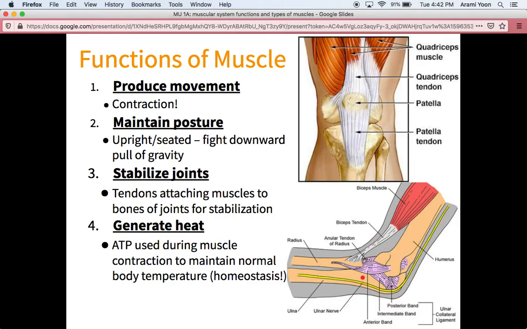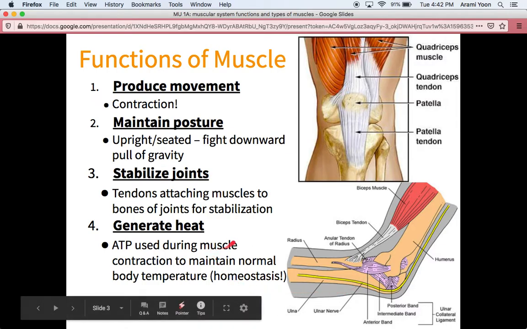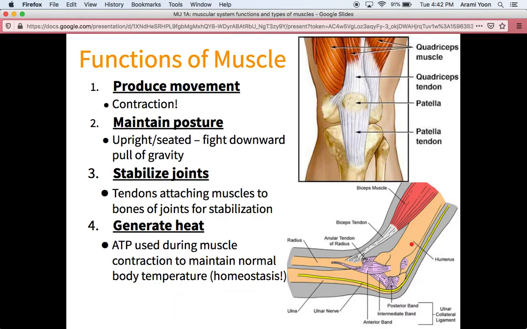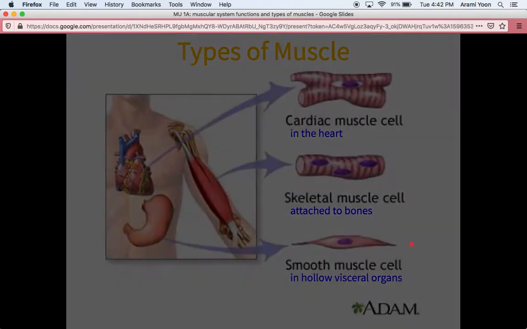And then last of all, muscles generate heat. So as your muscles contract, they're going to burn ATP, and part of the energy that's in the ATP molecule will then be released as heat. That allows your body to maintain normal temperature, and it's the main reason why you shiver when it gets cold. It's because those muscles that contract to enable you to shiver are generating heat during that process. And that, of course, allows you to maintain homeostatic body temperature.